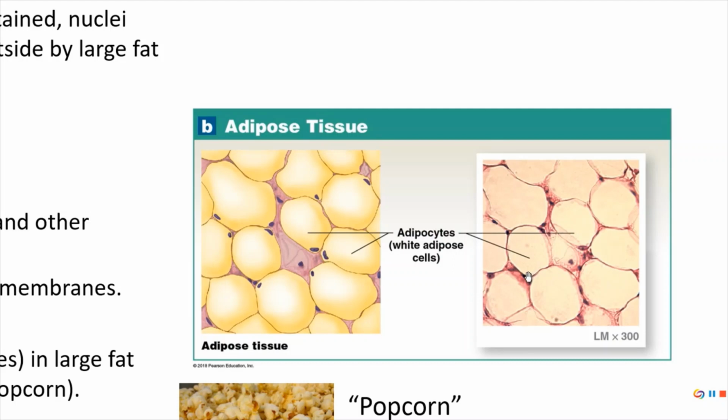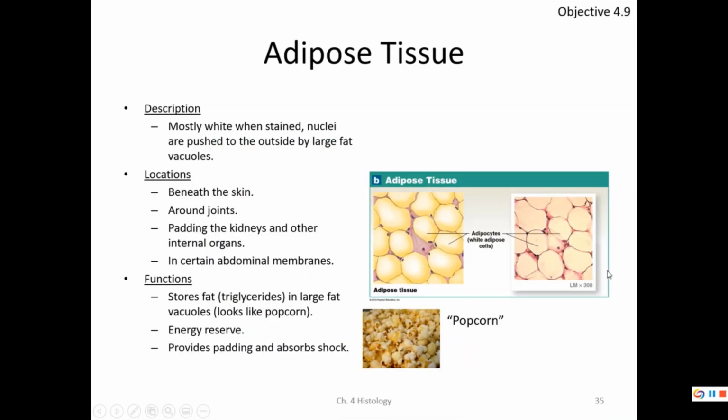Nuclei get pushed out by all the fat that's present. It squeezes a nucleus out, because it takes up so much room, it pushes the cell's nucleus out. So it looks very white with pink around it. It's found under the skin. It's found around joints. It's found padding organs like the kidneys and other organs. It's also found in some abdominal membranes.